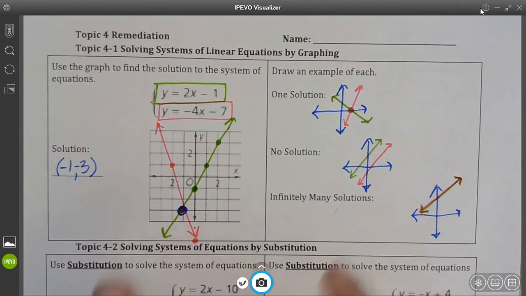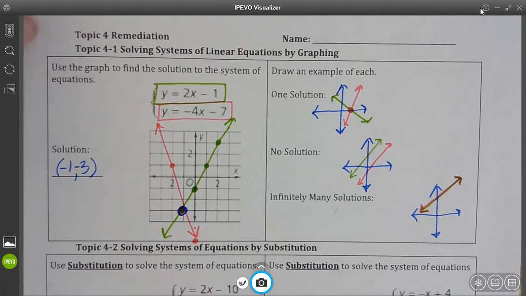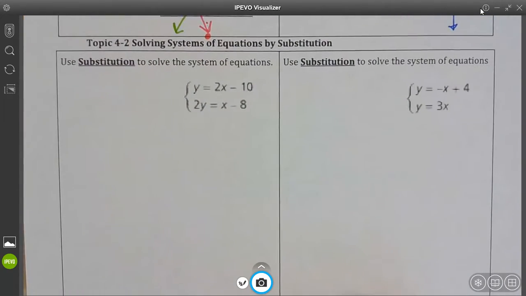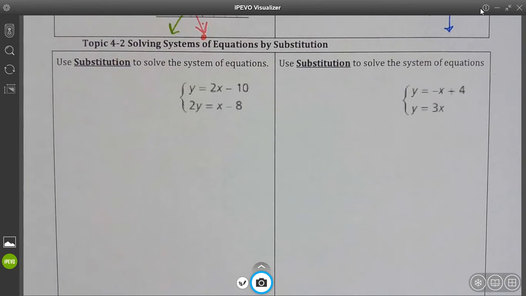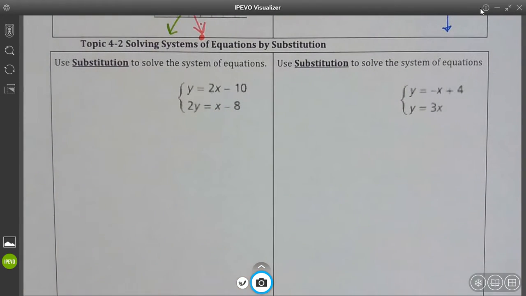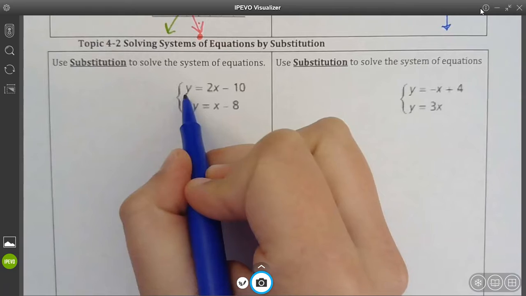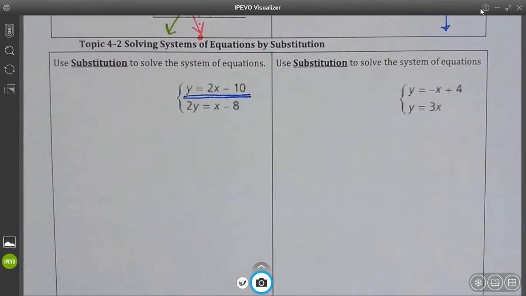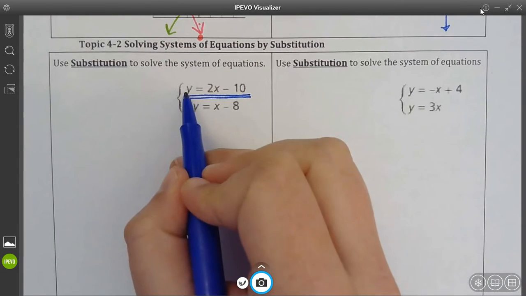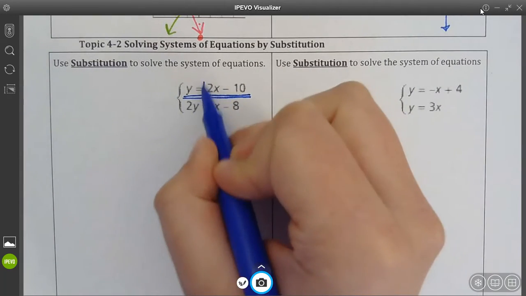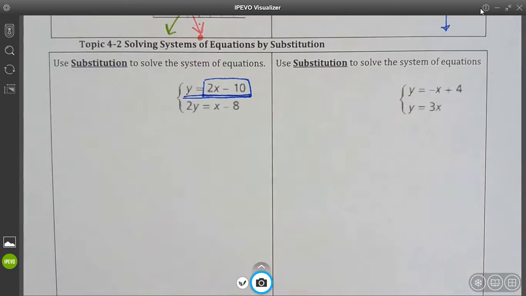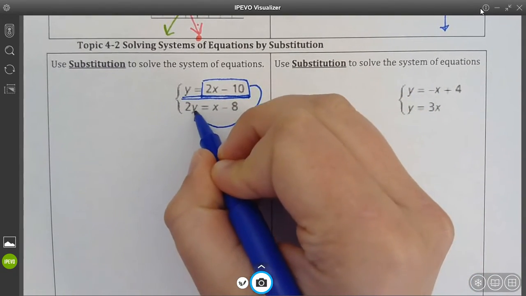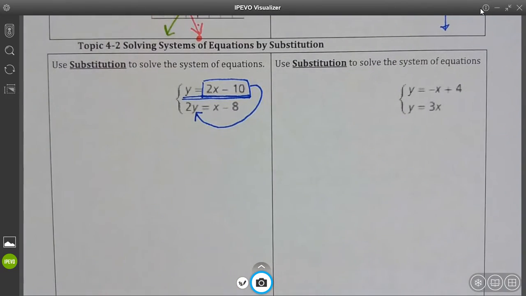Now, this is a visual way of solving our equations, but we also want to have some algebraic ways to do that. So our first way to solve a system of equations algebraically is by substitution. And that is when one of our equations is already set equal to a variable, or it's in slope-intercept form. I'm going to take this equation right here. It tells me y equals 2x minus 10. And I'm going to substitute that into my second equation for y.